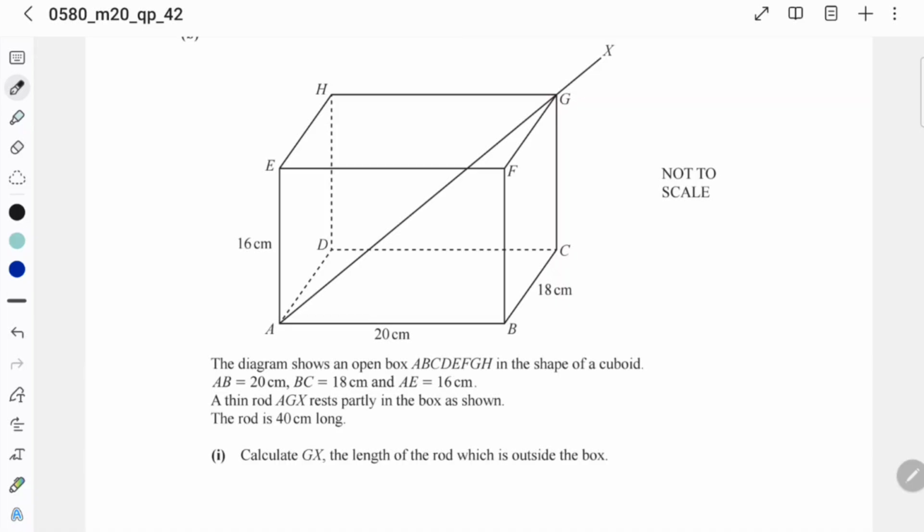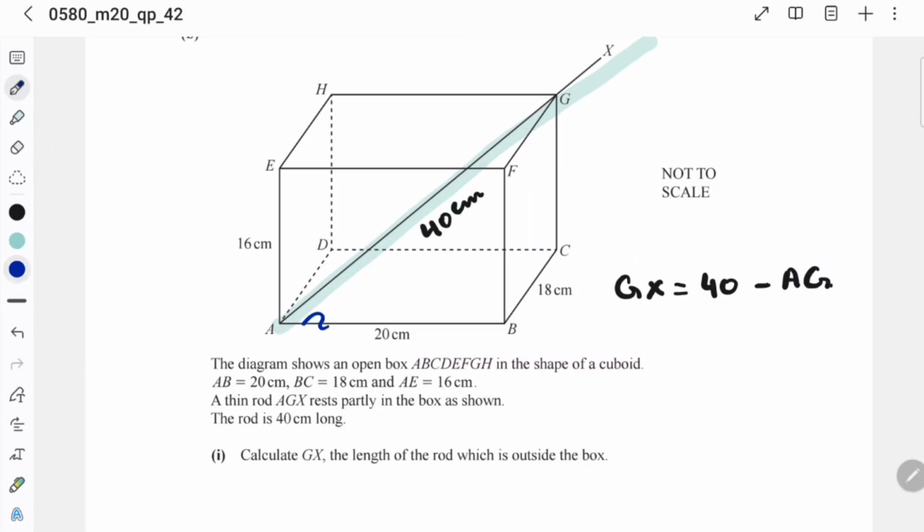The rod AGX rests partly in the box, as shown. The rod is 40 centimeters, which means the full rod is 40 centimeters. Calculate GX. GX is only this much part. So if we calculate the value of AG, the whole thing, and then subtract it from 40, GX will be equal to the whole rod minus the length of AG. So AG is required, and then we'll find the answer.